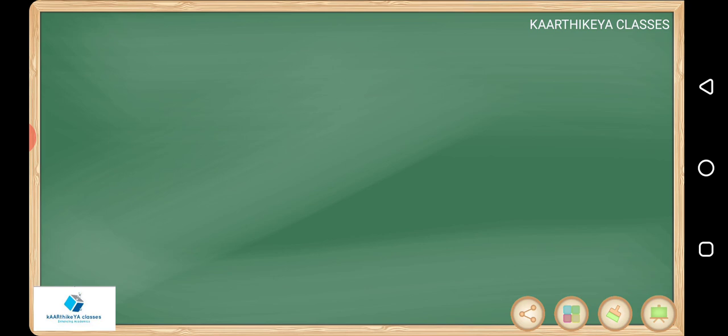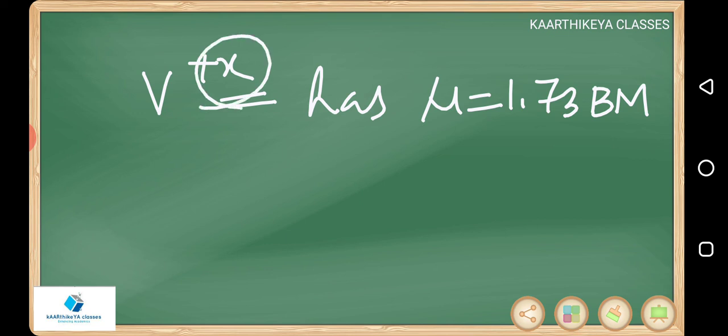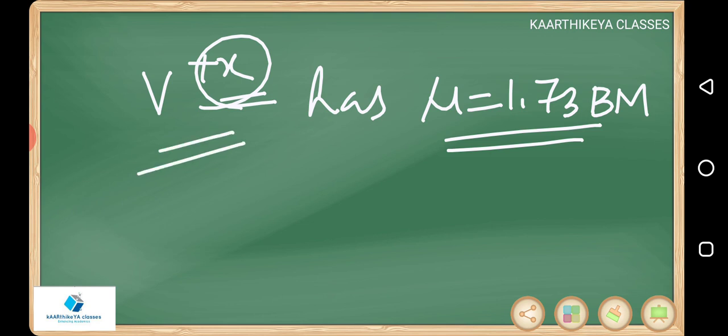What type of question will they ask you? Once a JEE Mains question they asked: V to the power plus X compound has mu equal to 1.73 Bohr magnetons. Find X value. V to the power plus X means the oxidation state of vanadium in the compound is plus X, but I am mentioning it. If the compound shows the magnetic moment of 1.73 Bohr magnetons, what is X value? This is a direct question, like an AIEEE Mains type of exam. See, very simple logic.